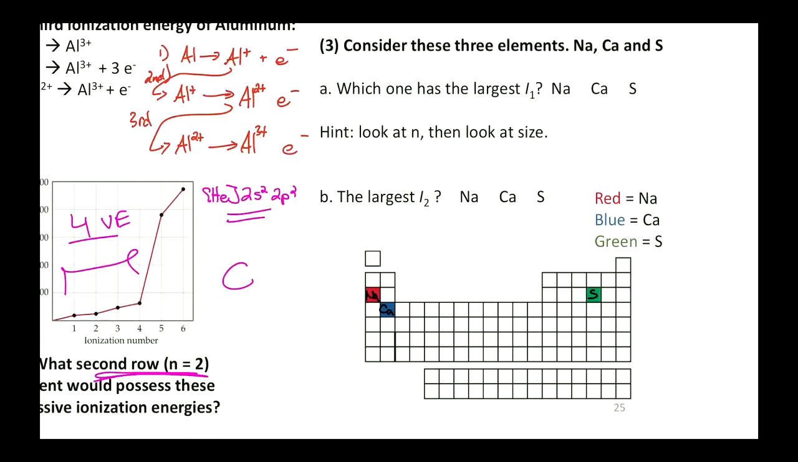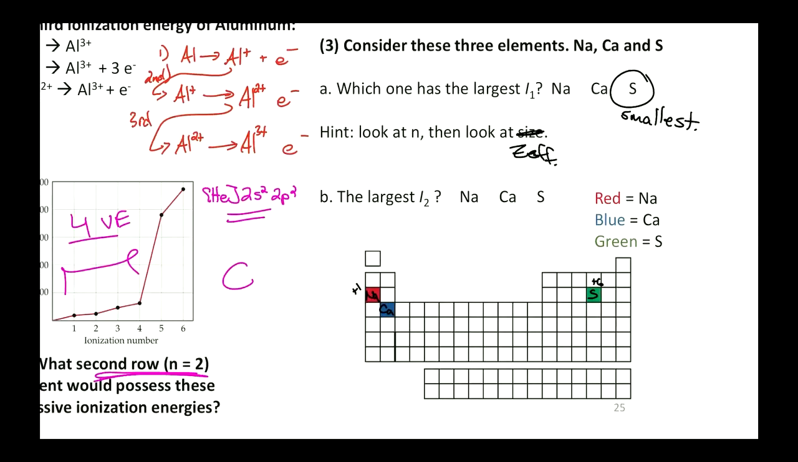How do we differentiate within N equals 3? Next, we look at Z effective. For sodium, it's +1. For sulfur, it's +6. So in what scenario is the electron going to be more difficult to rip off? Sulfur, yes, because it's the smallest. Okay, so I guess this shouldn't say look at size. It should say look at Z effective. That's really what it should say.